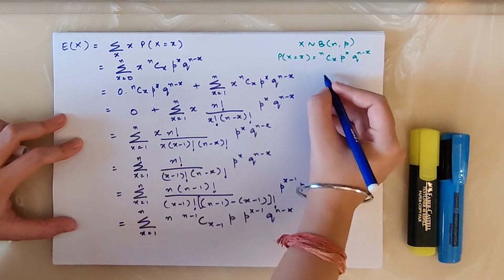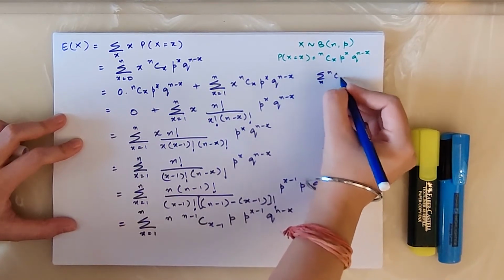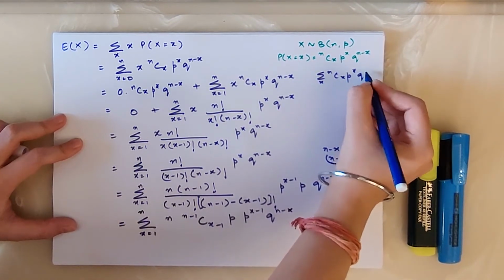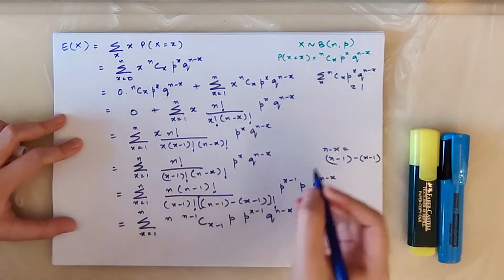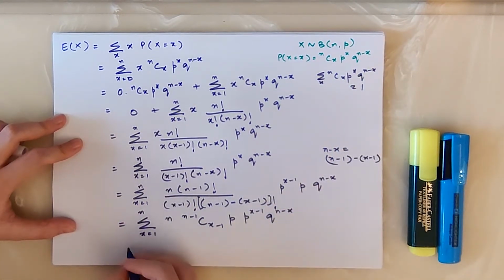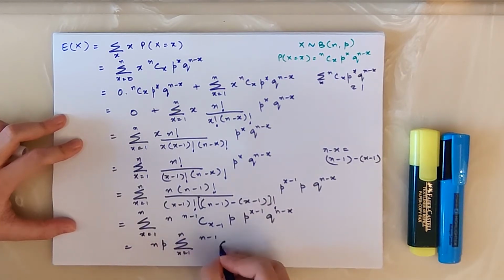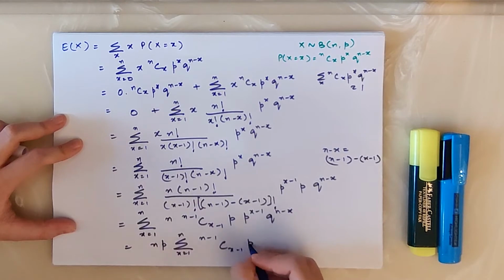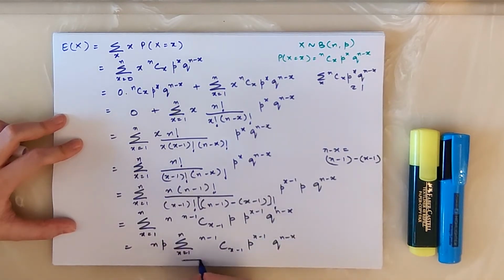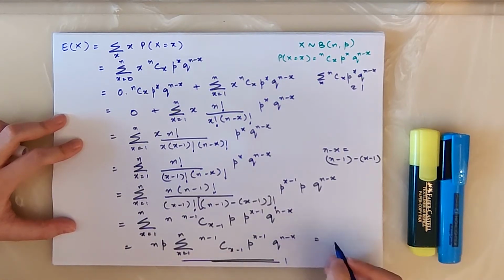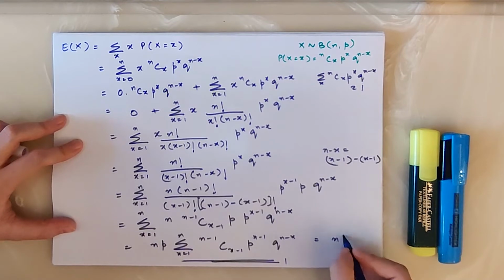Now we already know that summation over x nCx p raised to the power x and q raised to the power n minus x is equal to 1. So if you look closely over here, we get np summation x equals 1 till n of n minus 1 C x minus 1 p raised to the power x minus 1 q raised to the power n minus x. Now this is equal to 1. So that is why our expectation of X is equal to np.